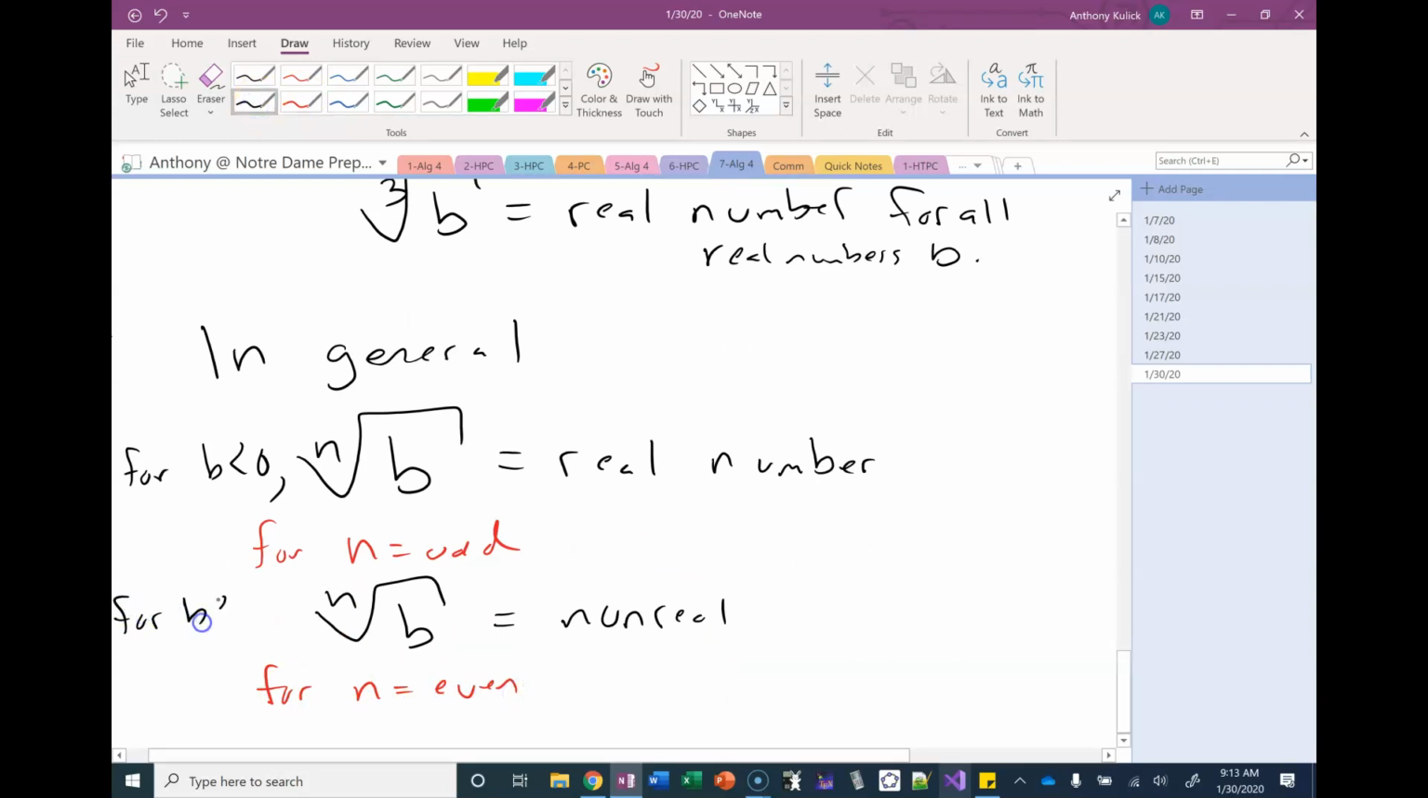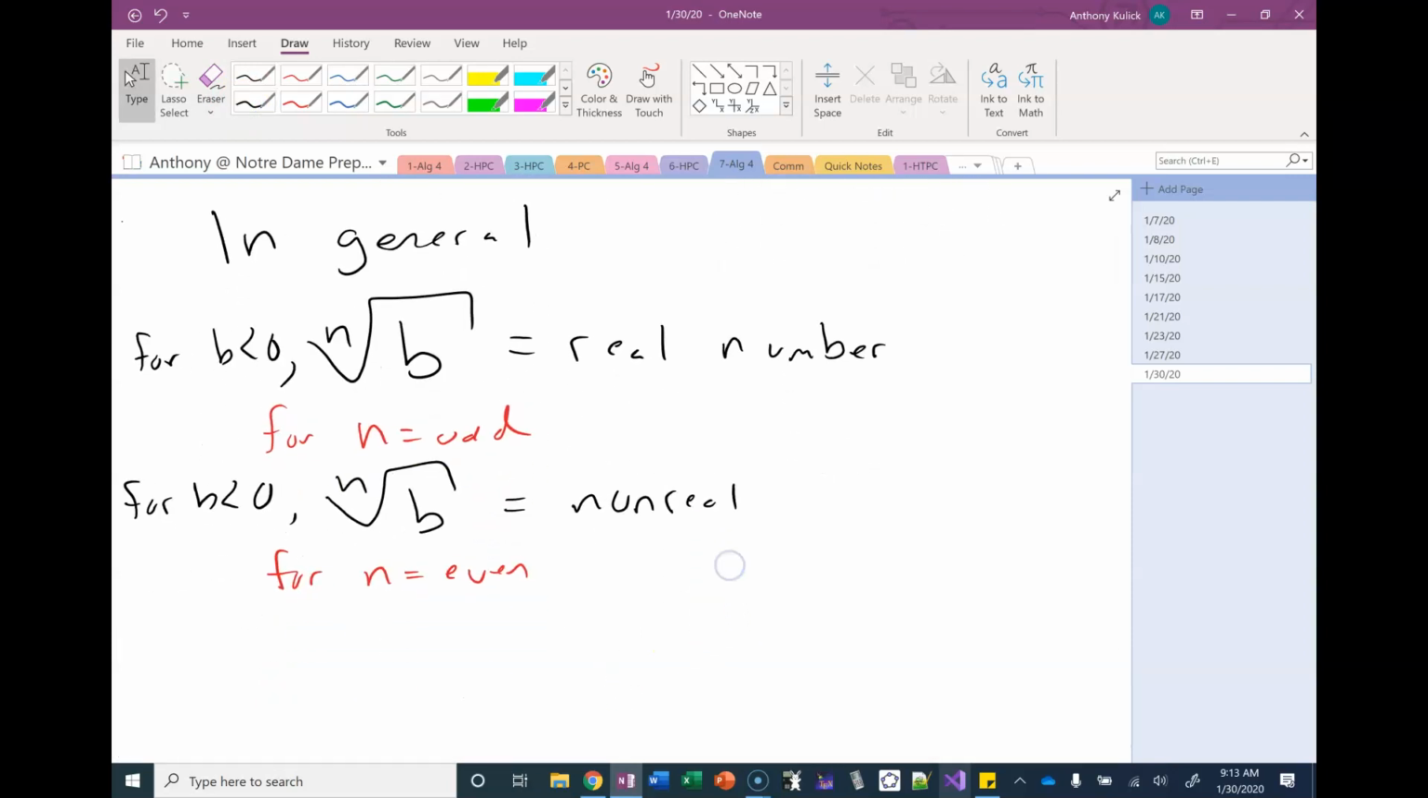So again, if b is a negative number, if we're taking an even root, that doesn't work. If it's an odd root, though, no problems. That's the big takeaway there. Is everybody okay with that idea? Okay. And that's an important observation. We'll use that here in a few minutes to justify a bunch of things.